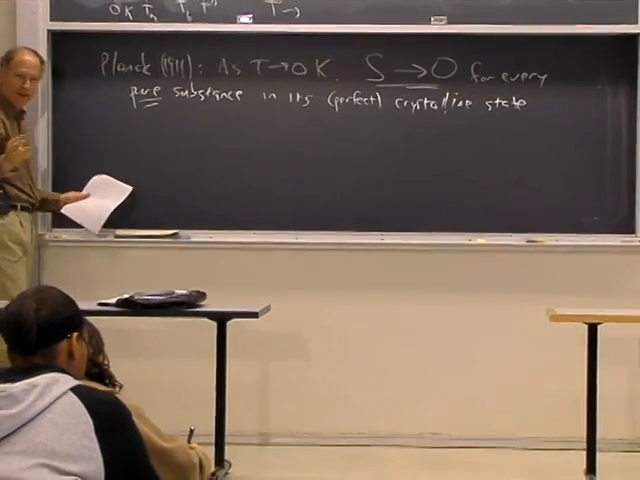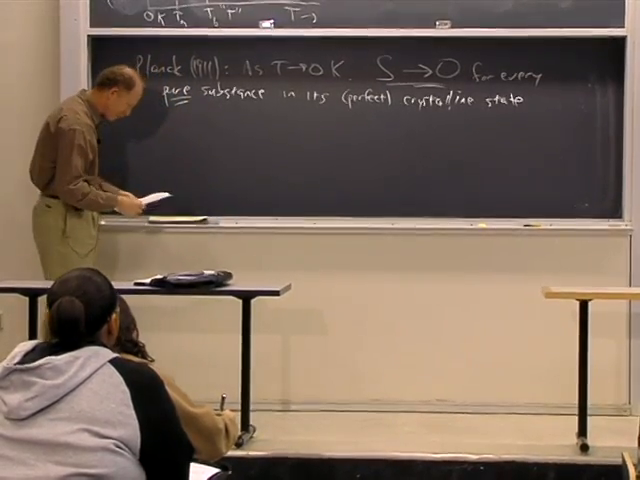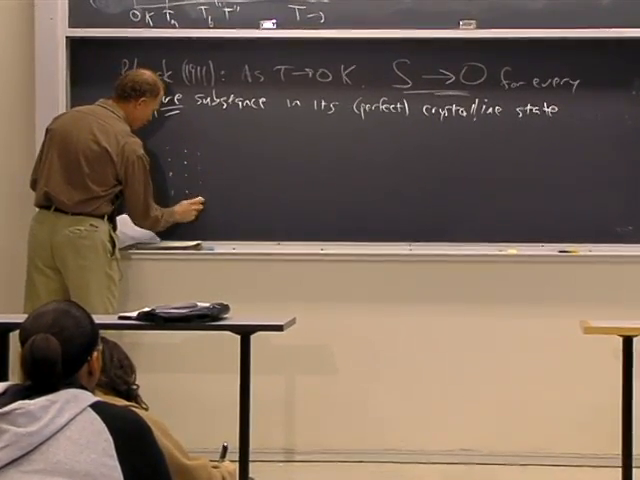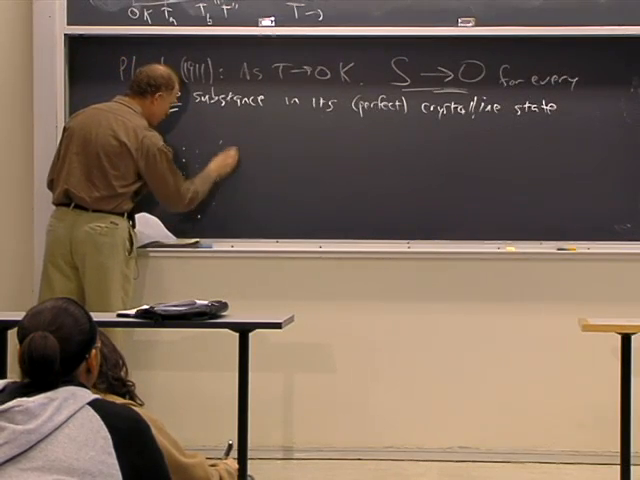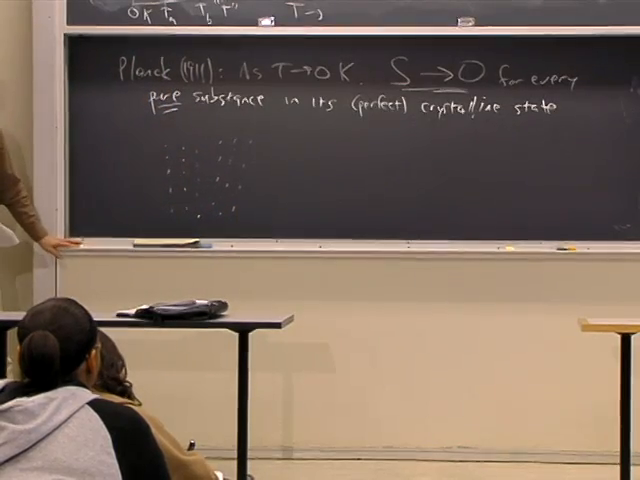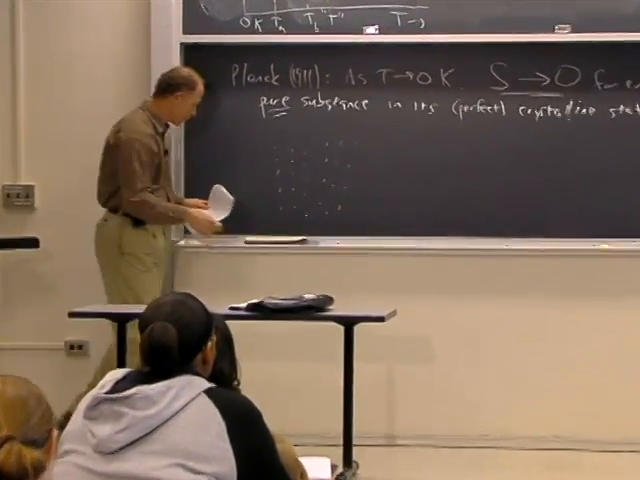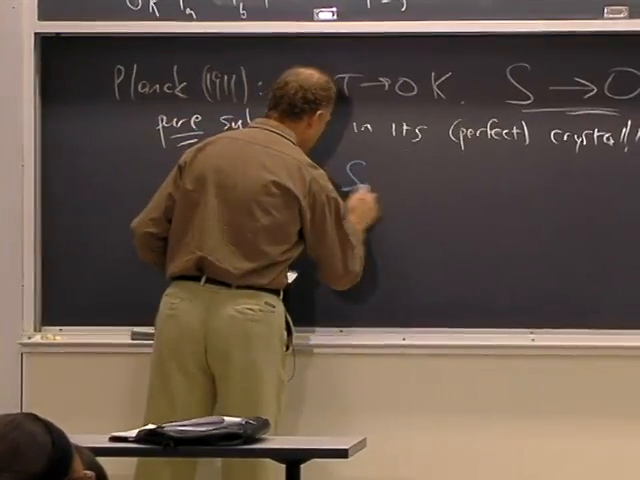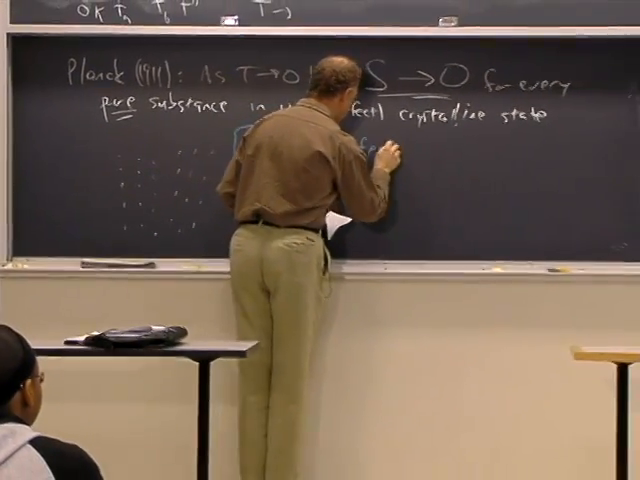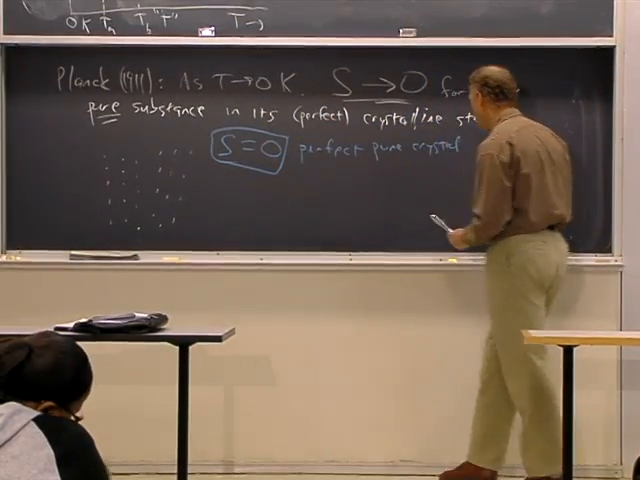So what it's saying is, I'm down at 0 Kelvin, right? I've somehow cooled it as much as I possibly could, and I've got my perfect crystal lattice. It could be an atomic crystal like this, or it could be molecules. But they're all exactly where they belong in their locations in the crystal. And the absolute entropy is something I can define, and it's 0. Okay? So S equals 0 for a perfect pure crystal.